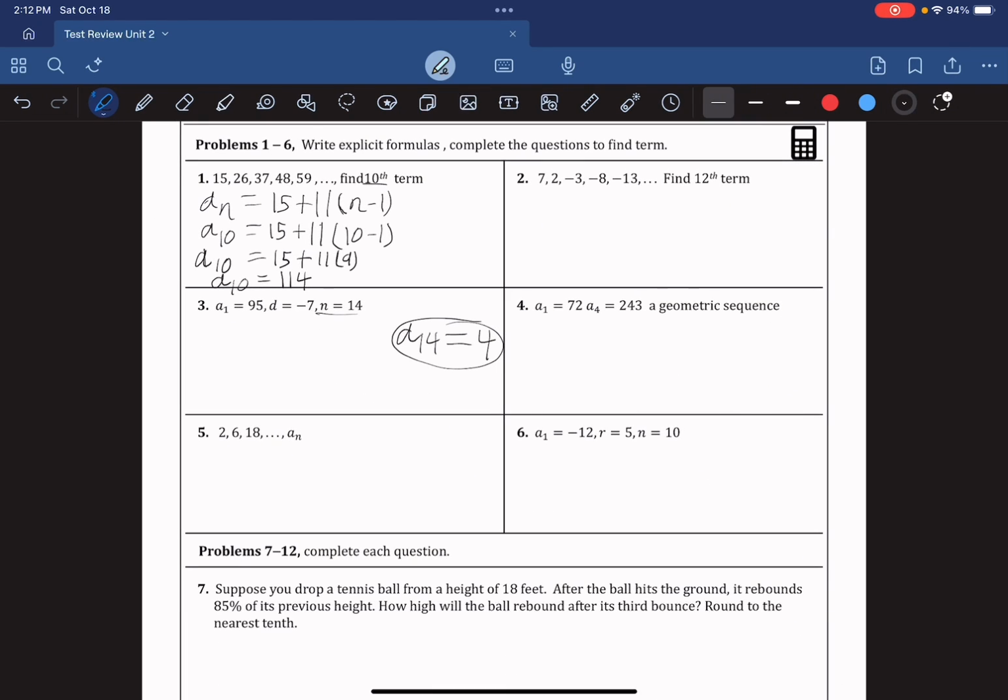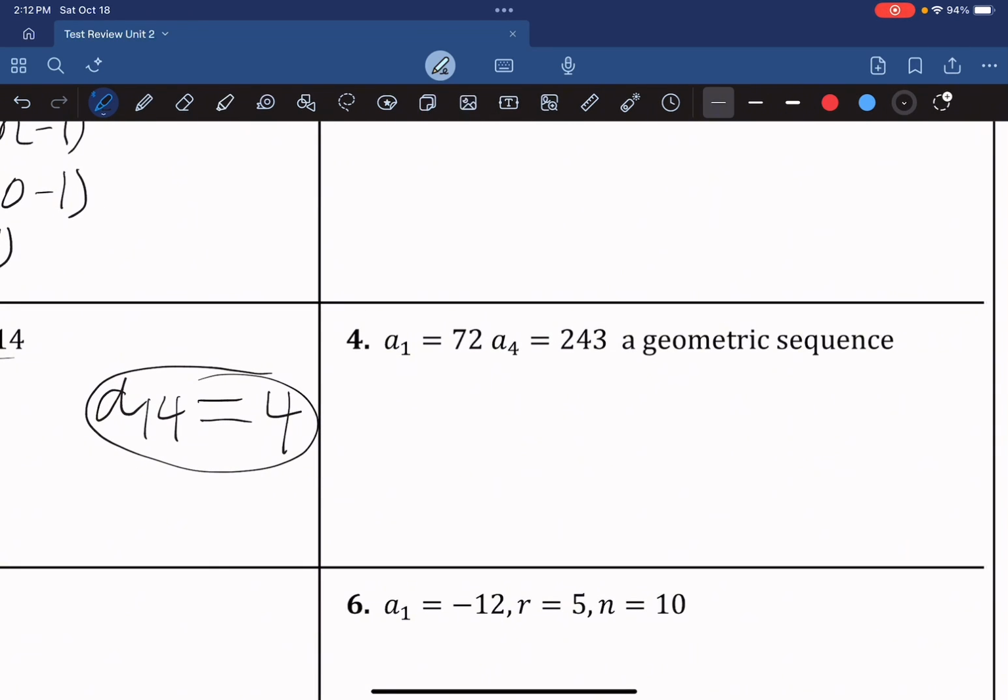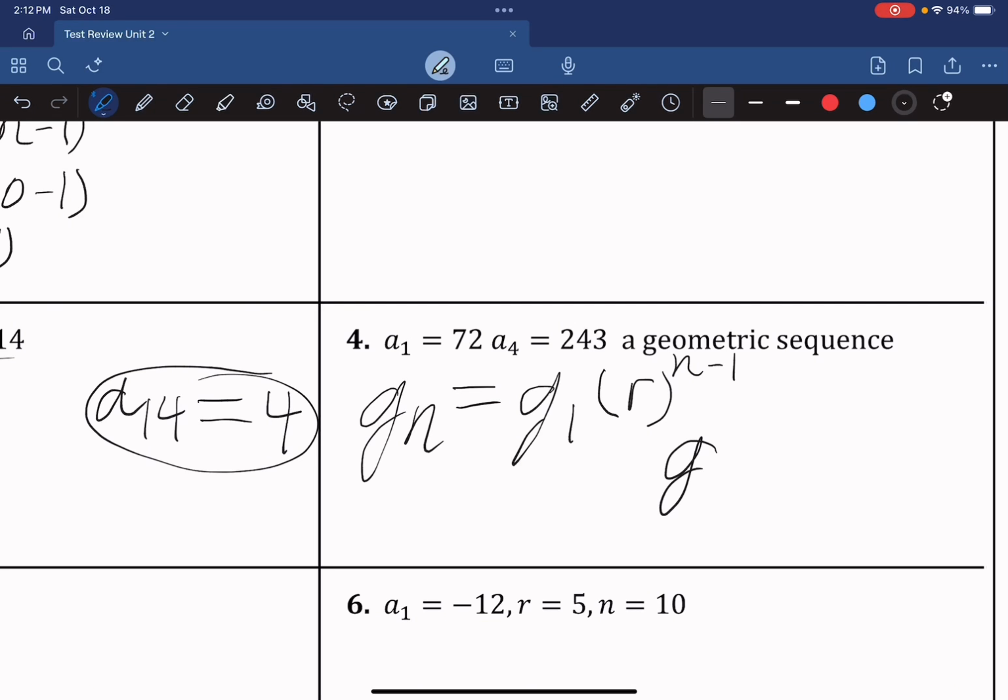Okay, and now geometric sequences. So geometric sequences, your explicit formula will be g of n equals g of 1 times your common ratio to the n minus 1 power. And you can find your r by doing g of 1 times r equals g of 2. Alright?